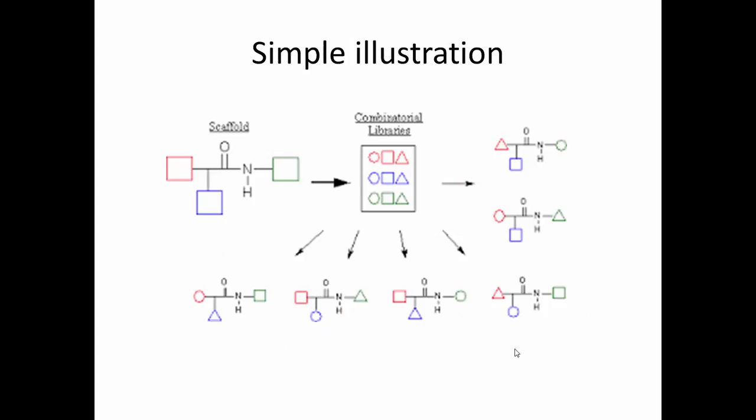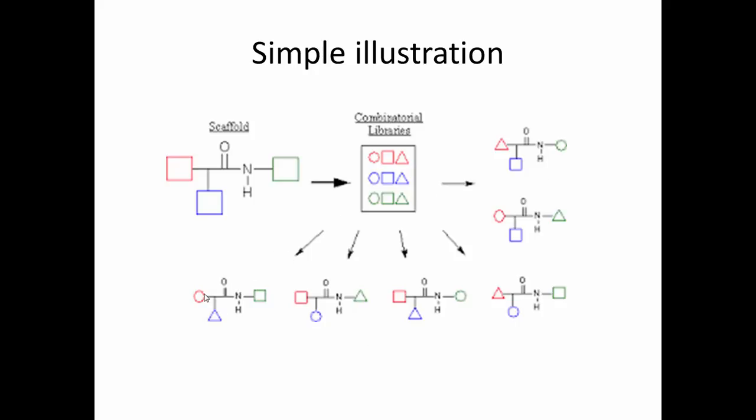So here's a simple illustration to hopefully get the point across. We have a scaffold. In this case, we have a simple scaffold. It looks kind of like a protein in a way. It's got that amide bond. But that's neither here nor there. We have a combinatorial library where we can put different things. We can put something different in the red box versus the blue box versus the green box. And we have different reds, different blues, and different greens. And we get different combinations of these things.